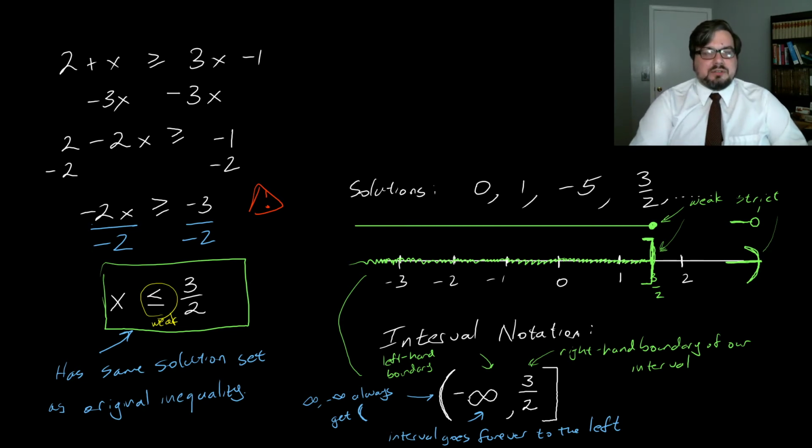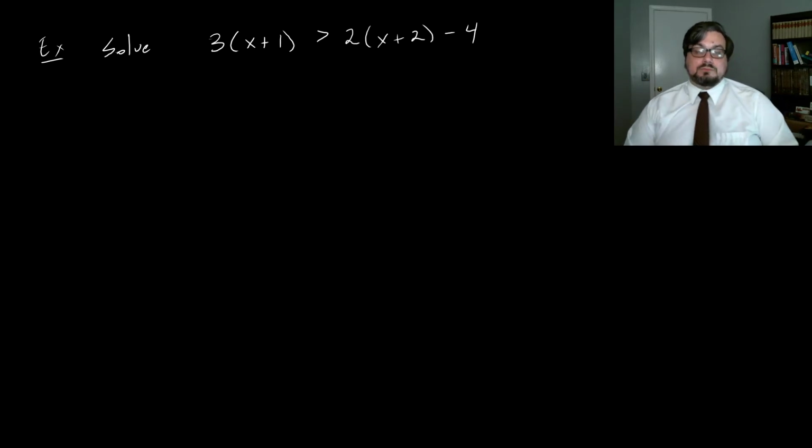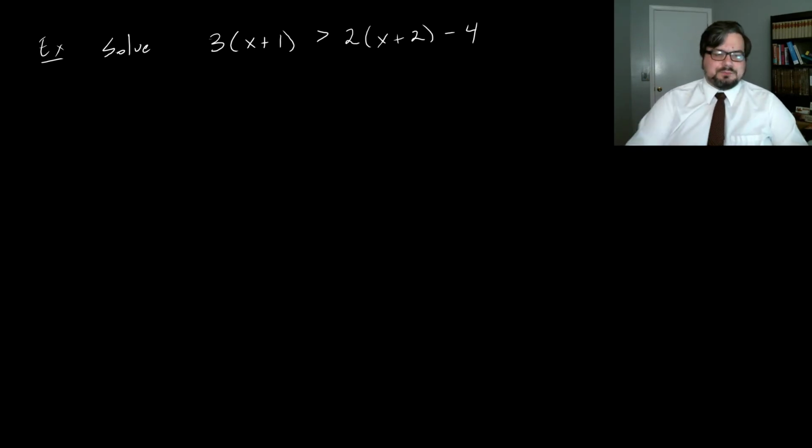All right, let's do another example. Let's solve 3 times x plus 1 is greater than 2 times x plus 2 minus 4. So this is another linear inequality, and we know it's going to be linear because, well, we don't know yet. When we expand out both sides of our inequality, we'll see that it's linear.